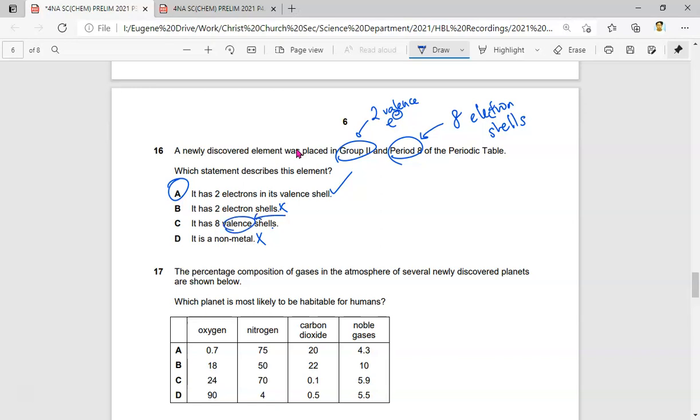Now, valence represents the outermost shell, outermost electron shell. How can you have 8 outermost electron shells? You only have 1 outermost electron shell, isn't it? So the word valence may have deceived people, causing people to choose option C. Or you looked at A and C, choosing eeny meeny miny mo, and those who chose C, too bad. So be very clear on the answer. Key idea, group 2 is 2 valence electrons.